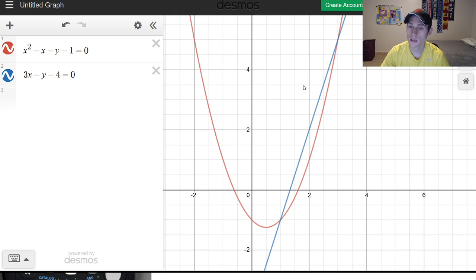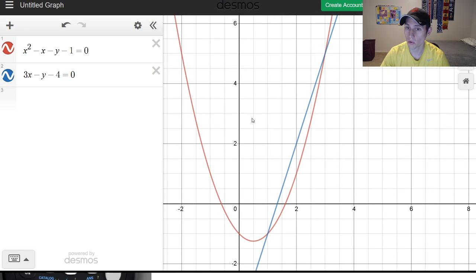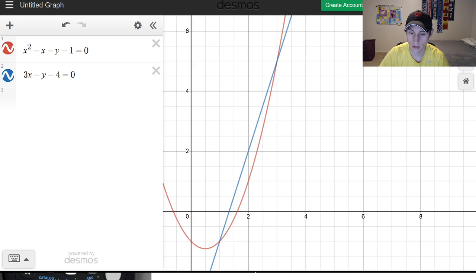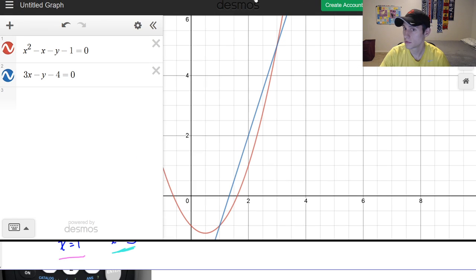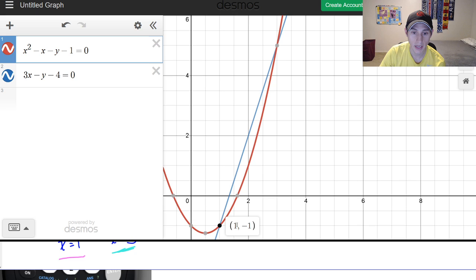Okay, so we can see these two curves intersect in 2 points. Right? And what are those 2 points? Well, it's those 2 points that we just found. So this point is 1, -1. This point is 3, 5. And those are exactly the 2 points that we solved for.